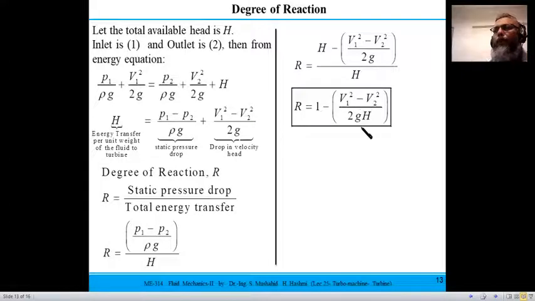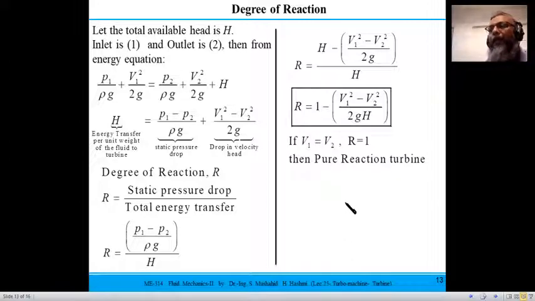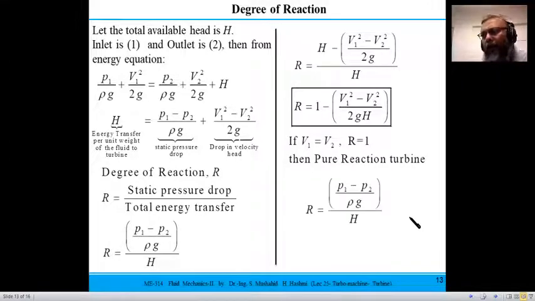In the ideal case in which v1 is the same as v2, the numerator and denominator are exactly the same, so the degree of reaction comes out to be 1. So we can say if v1 is the same as v2, then the degree of reaction is unity, and it is called a pure reaction turbine. Of course, this is an idealization, as v1 is always greater than v2. The opposite case would be if the pressure drop is 0.